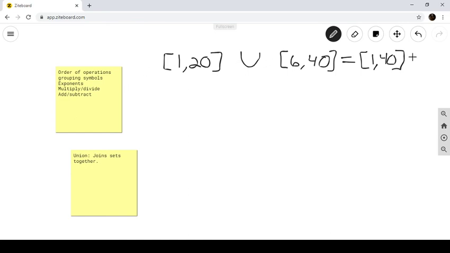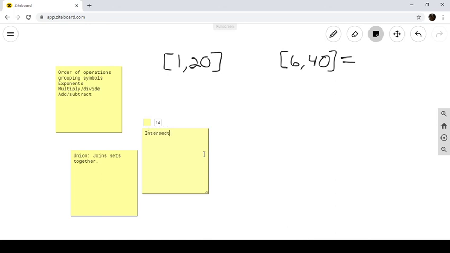Okay? So, like I said, it acts like glue. It takes two separate sets, puts them together so that they're only one. Now, there is another one called intersection. And intersection, instead of being glue, it's like scissors. It cuts out only what it wants. So what it cuts out is what they have in common. Anywhere that these two overlap, it's going to cut that out and give that as its set.